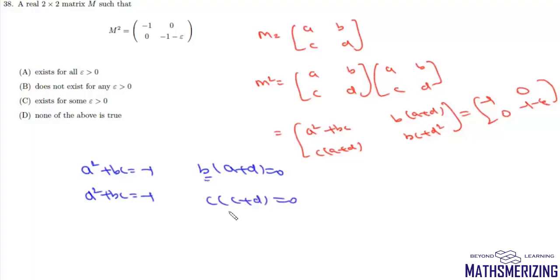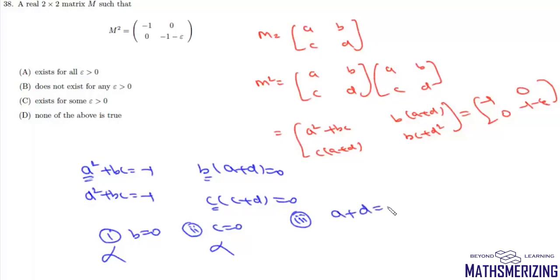Now either B is 0 or A plus D is 0. Now we'll take B as 0, then in that case we'll get A square equals minus 1. So we'll not get any real solution. In the same way we'll take C as 0. Again for C equals 0, we'll get D square equals minus 1. So again we won't get any real values of A, B, C, D. So that means the only condition that we have here is A plus D must be 0. That is A is equal to minus D.